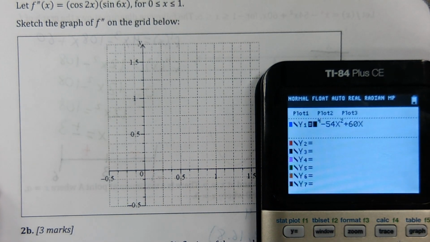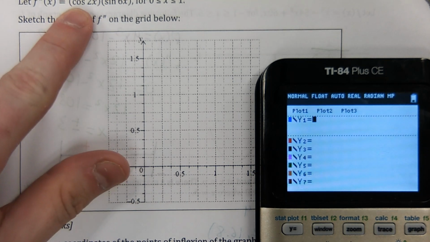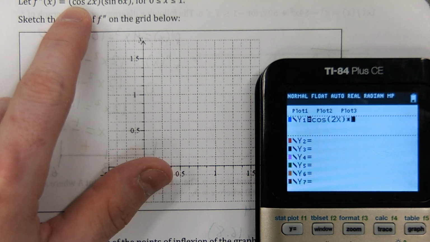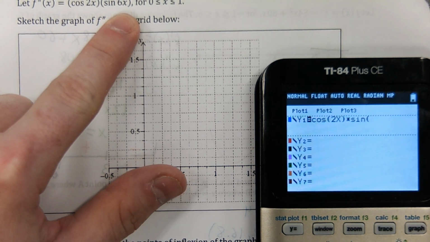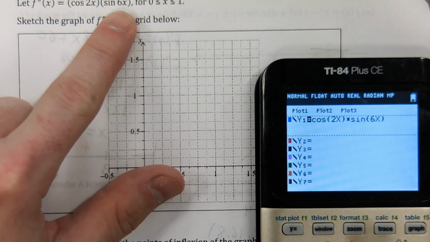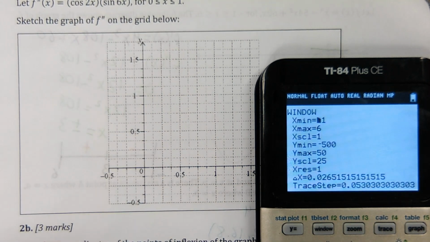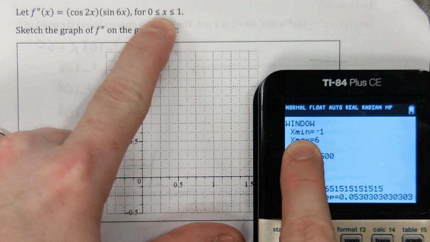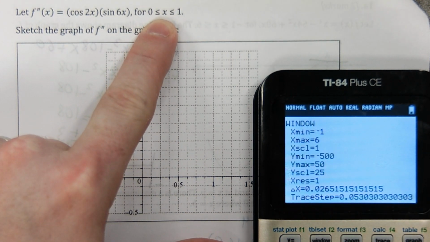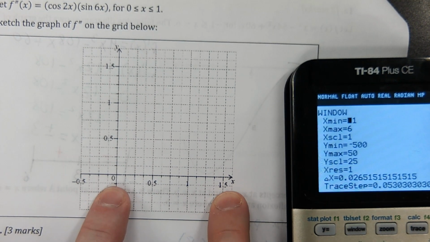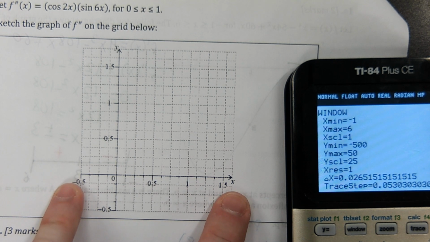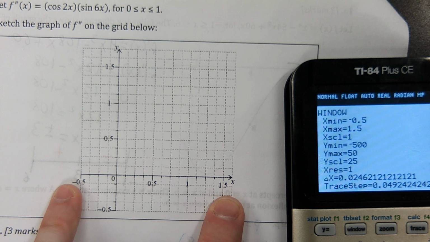So go to y equals, clear out the old one. I have cosine of 2x times sine of 6x. Go to our window and basically copy this thing. My x minimum, I'm going to follow the domain. Actually, let me follow this, and then we'll talk about that in a second. X minimum is negative 0.5. X maximum is 1.5. And this scale is wacky.